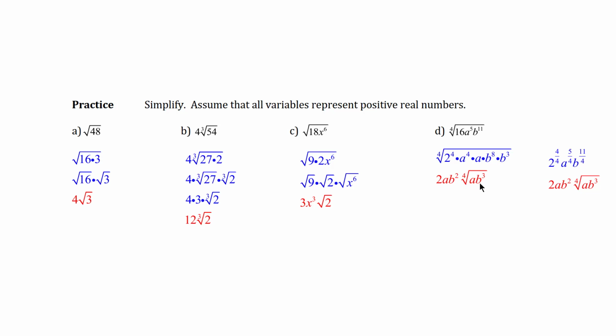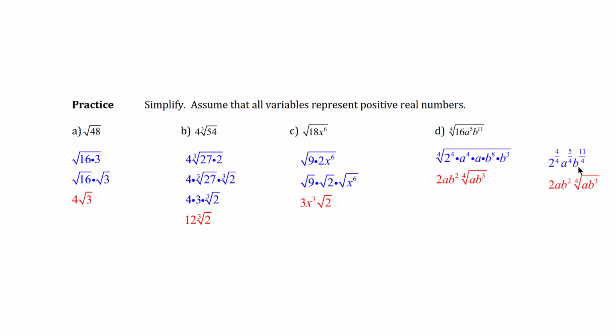If you wanted to simplify this using the alternative method, you could rewrite part D as 2 to the 4 over 4 power times a to the 5 over 4 power times b to the 11 over 4 power. Simplifying 2 to the 4 over 4 power, 4 divides evenly into 4 one time, so we just get 2. Next, we simplify a to the 5 over 4 power. 4 goes into 5 evenly one time, so we get 1a outside the radical, and we have 1a remaining on the inside of the radical.